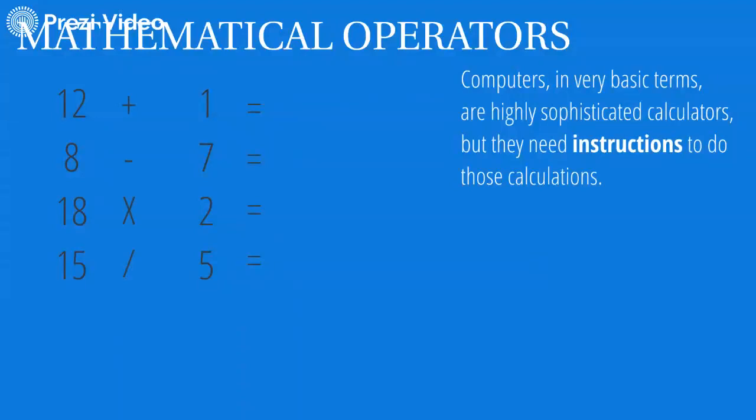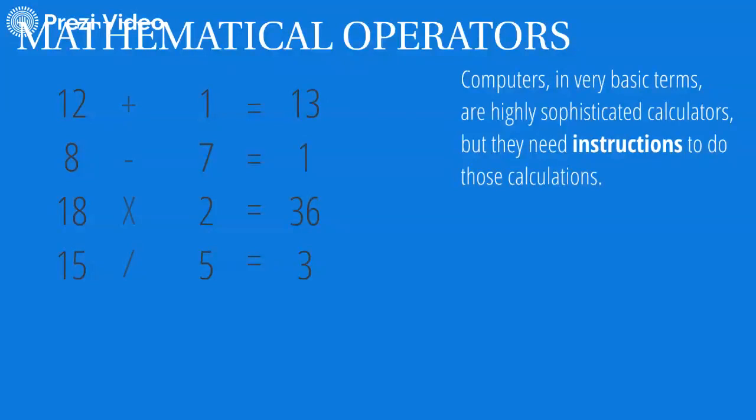So that's where mathematical operators come in. And now that you're seeing them, you probably understand what they are. Mathematical operators are things like the addition sign, the subtraction sign, the multiplication sign, the division sign. These are the instructions that tell you, or a computer, what to do with the numbers that are on either side. So now that you have the instructions and you have the numbers, you can come up with the appropriate answer.